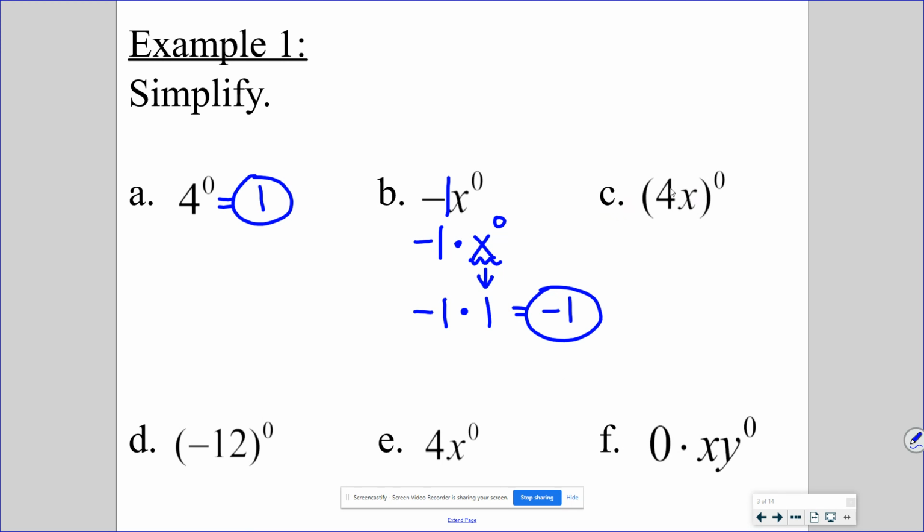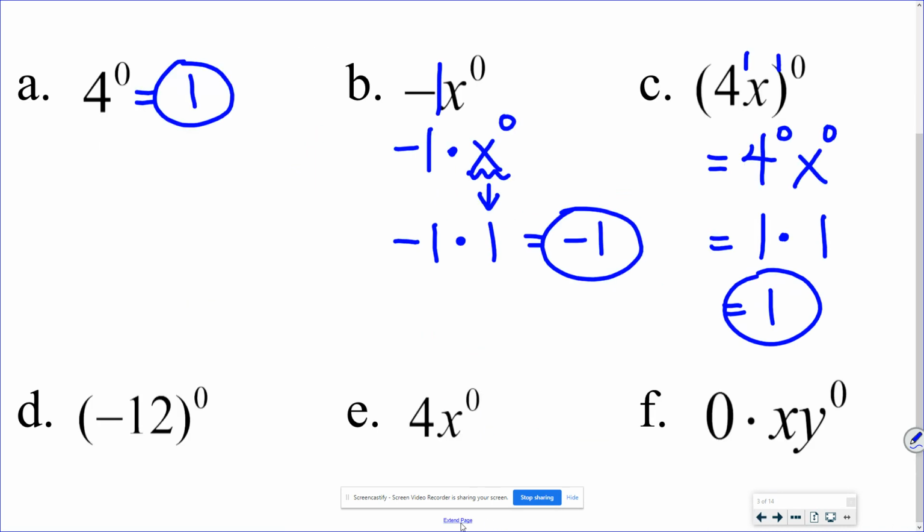In example C, you have 4 and x both being raised to the 0 power. So if work was shown, we would want to do the power rule, meaning take your powers and multiply them. So this would become 4 to the 0 and x to the 0, and that means that each one of those terms is equal to 1 whole, and so your answer would be 1 again.